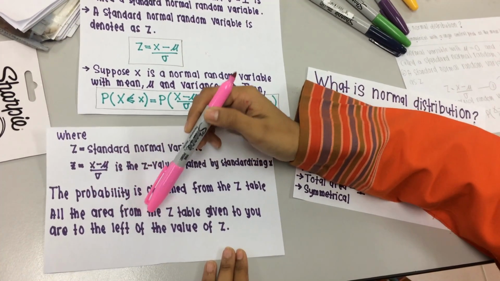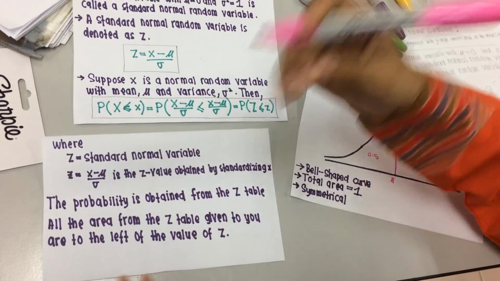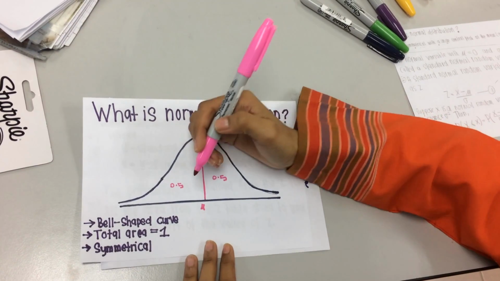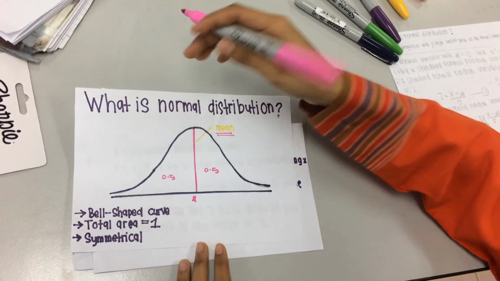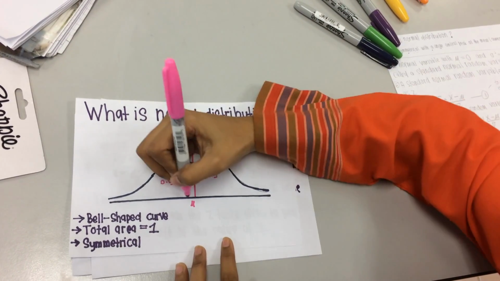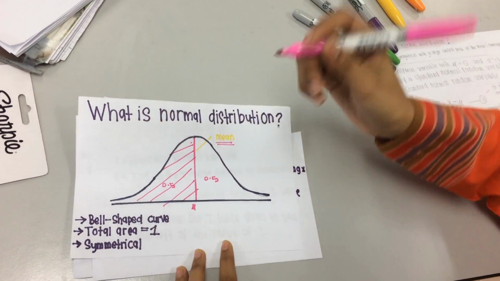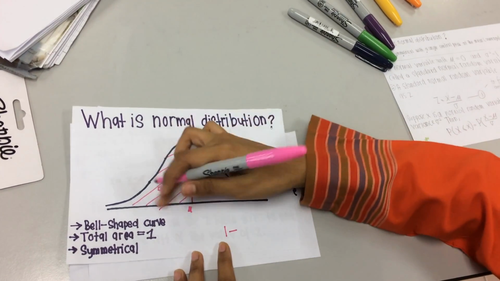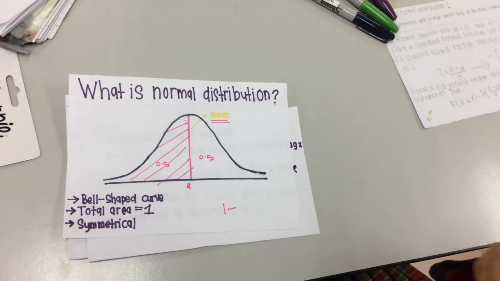All the areas in the Z table given to you are to the left of the value of Z, which is this area. If you want to find this other area, you need to do 1 minus this value. Okay, that's all from me, and let's look at the questions.